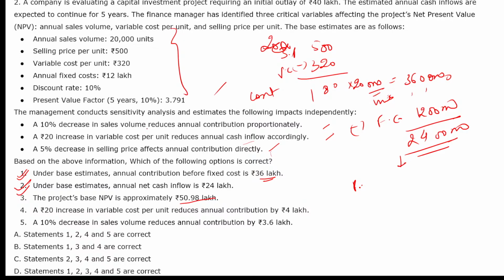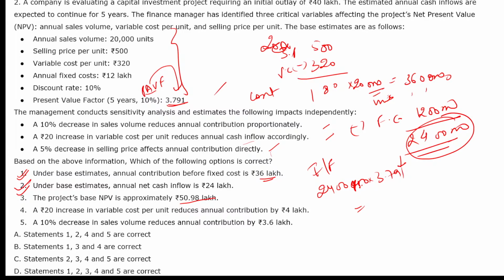For 5 years, they have given you the PVAF, the annuity value of 3.791. Since every year the amount will be the same, they have given you the combined annuity factor. So it will be 24 lakhs into 3.791. That is your total inflow for the 5 years. So 24 lakhs into 3.791 will be around 90 lakhs, 90.98.